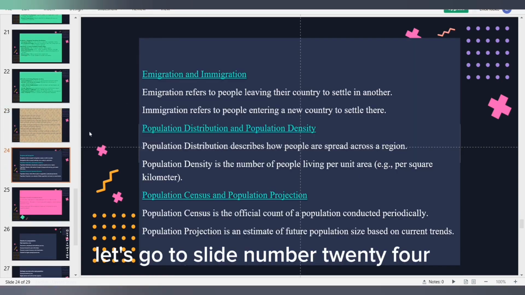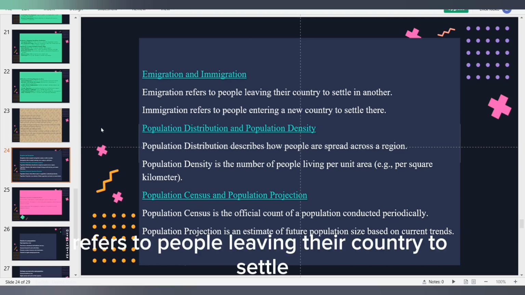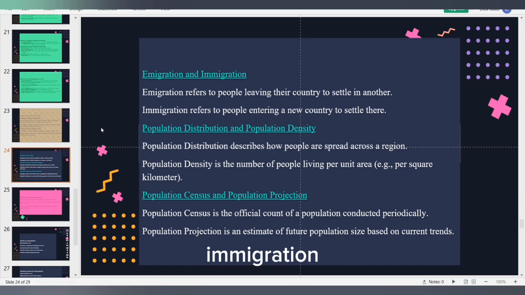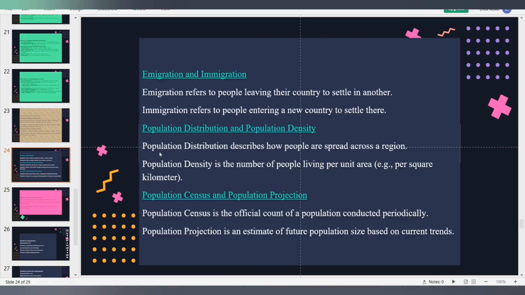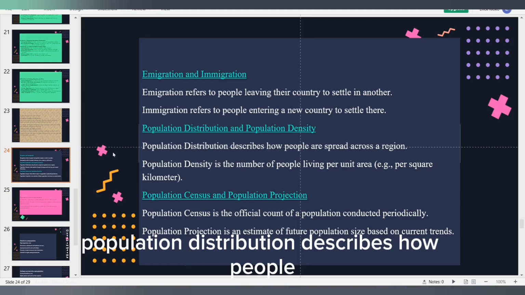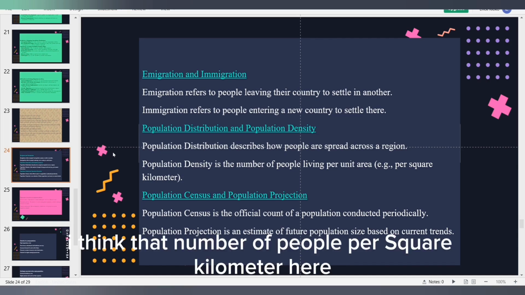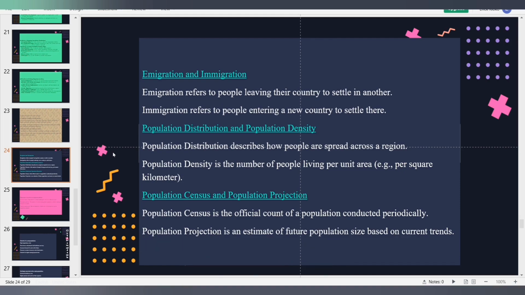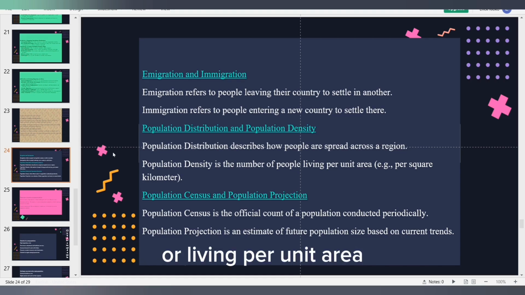Let's go to slide number 24. Emigration and immigration. Emigration basically refers to people leaving their country to settle in another country. Immigration is coming into a country. Population distribution and population density. Population distribution describes how people are spread across a region or space. Population density is the number of people per square kilometer, or living per unit area.